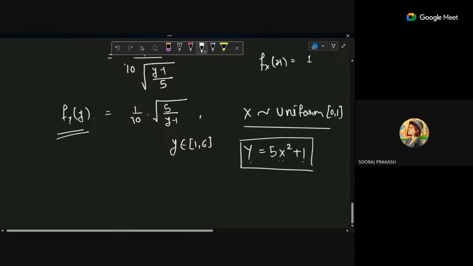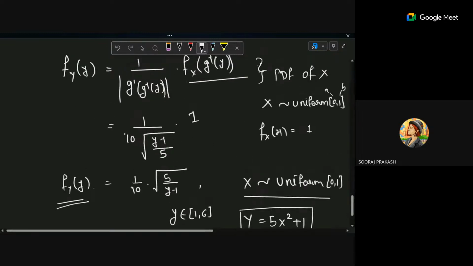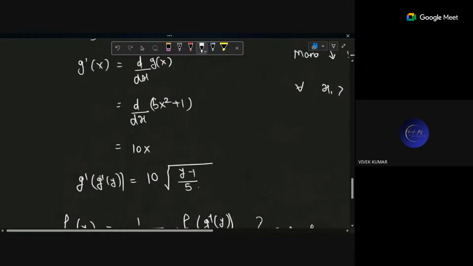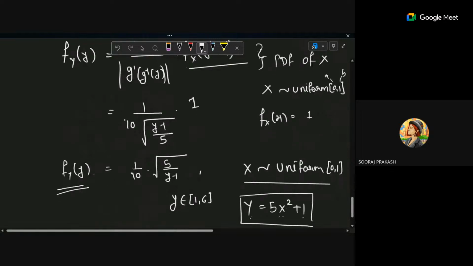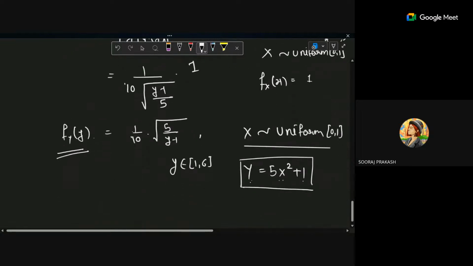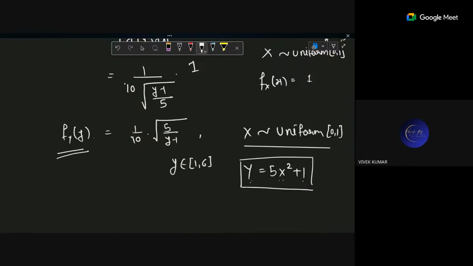When y becomes 1, in the part inside the root, 5 by y minus 1, the denominator part will become 0, right? It is undefined, ma'am. Yes, it's not defined. So we cannot take the value 1. Yes, correct.